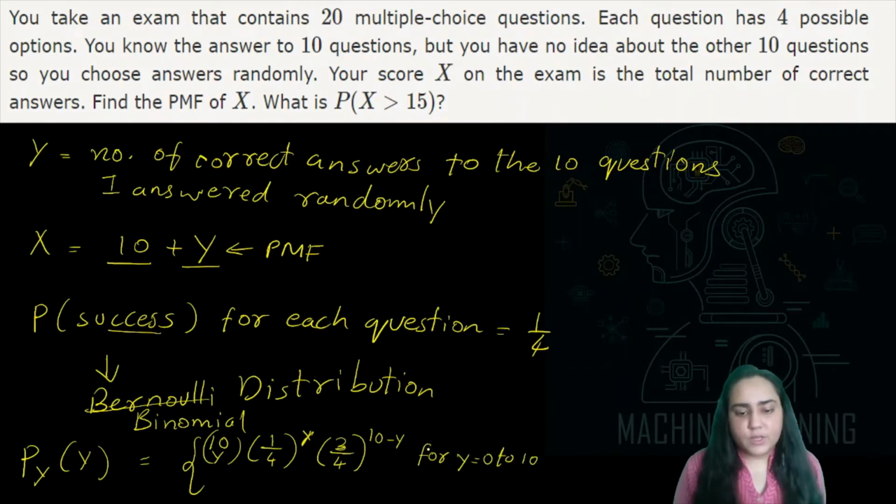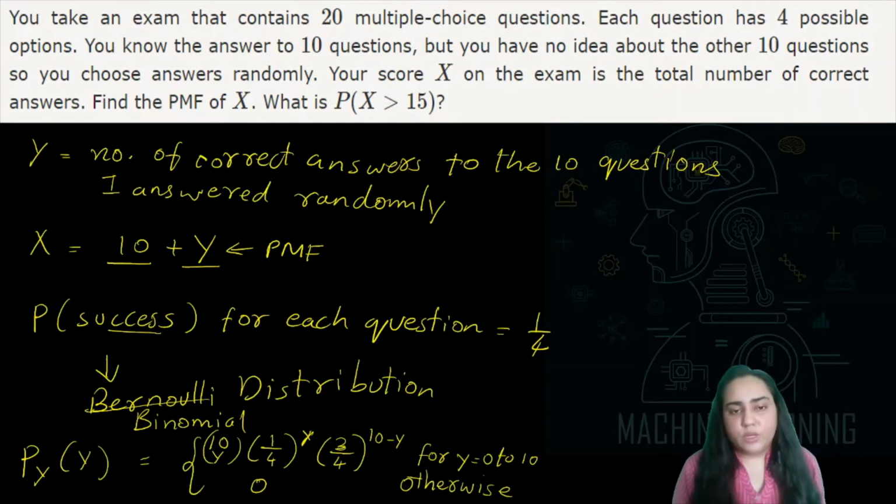So all values starting from 0 to 10, I can use this, but obviously the probability is 0 if the value of y is anything other than between 0 and 10, because then you can have y as 11 or 12, which is not possible. The maximum marks I can score is 10, so I cannot have more than 10. The probability there is 0. So this is what the PMF of y is.